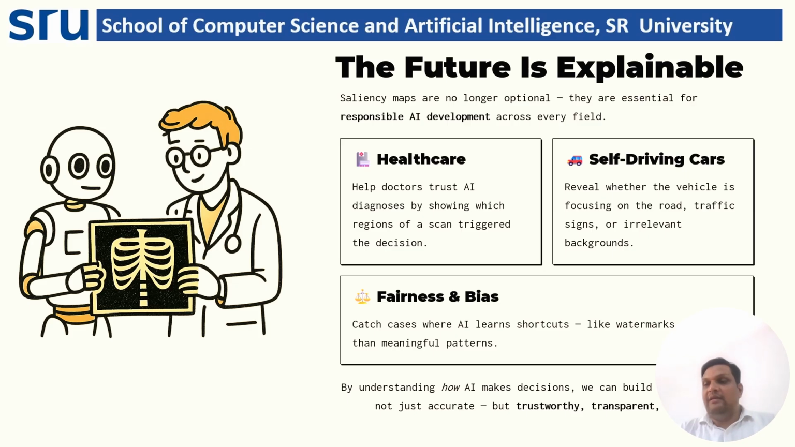So we can say that the future of AI is not just powerful but explainable. In healthcare, self-driving cars and fairness, understanding decisions is critical. Saliency maps help us build AI we can trust.